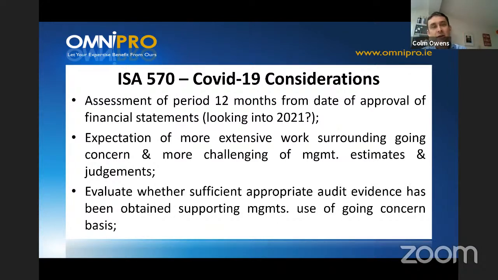And the expectation under the new ISA 570 is a lot more extensive work around going concern. Even if COVID-19 wasn't here, there would still be an expectation of more work regarding going concern, and more work challenging management's estimates and judgments. With COVID-19, it's going to be a massive amount. It all comes down to evaluating whether sufficient appropriate audit evidence has been obtained supporting management's use of going concern. I think that's going to be key.